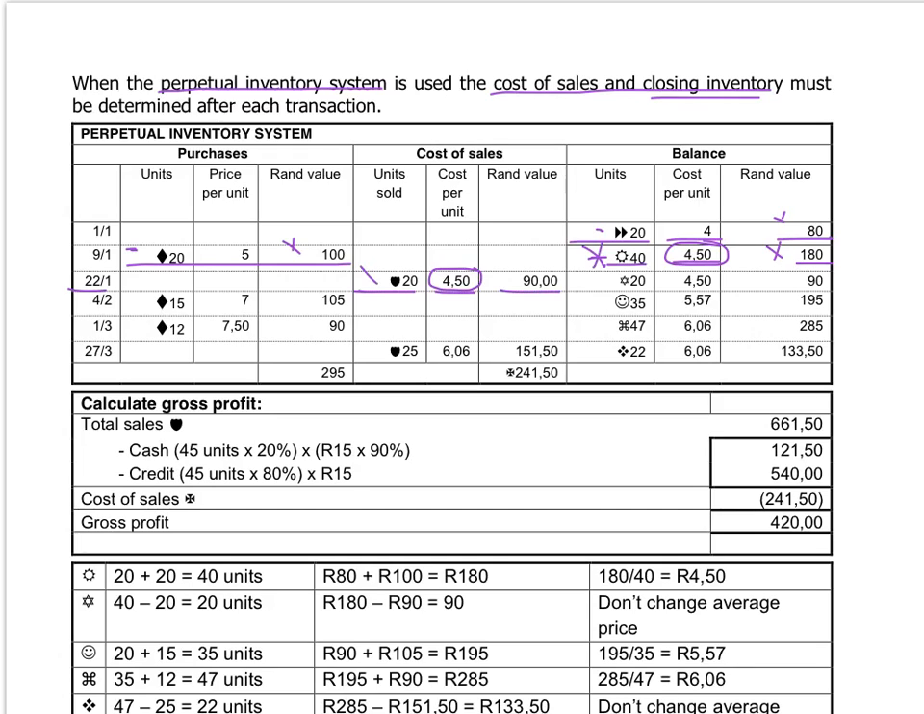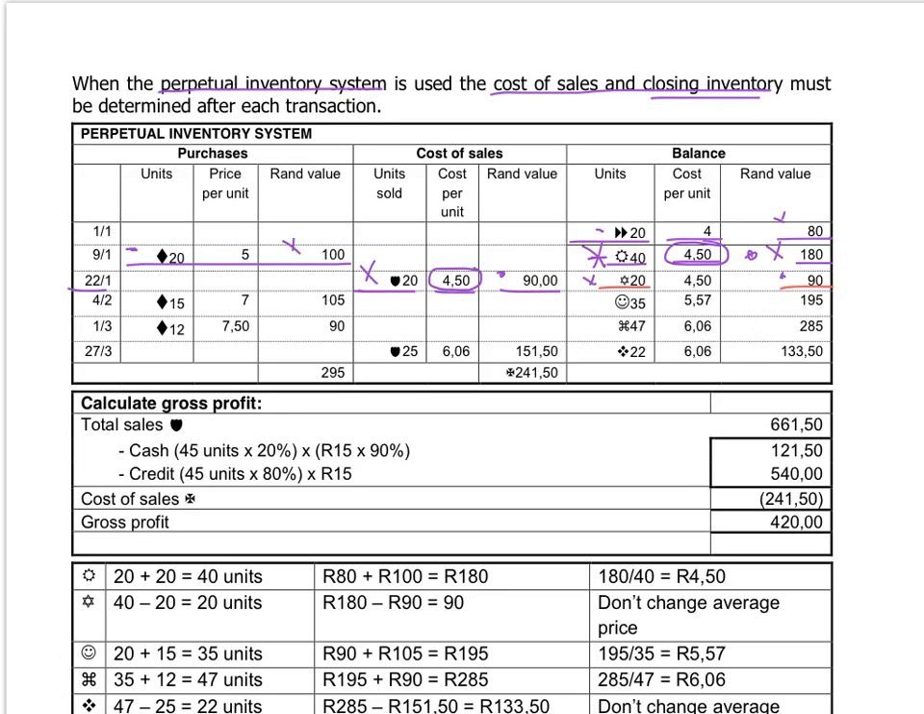We sold 20 units, so that means we've got 20 units left over. We had 180 Rand. We've sold goods with a cost price of 90, so that means the total value of the goods that's left over is 90 Rand. So 20 units is left over after we sold 20. 180 minus 90 gives me a cost price of 90, and I don't work out a new cost per unit.